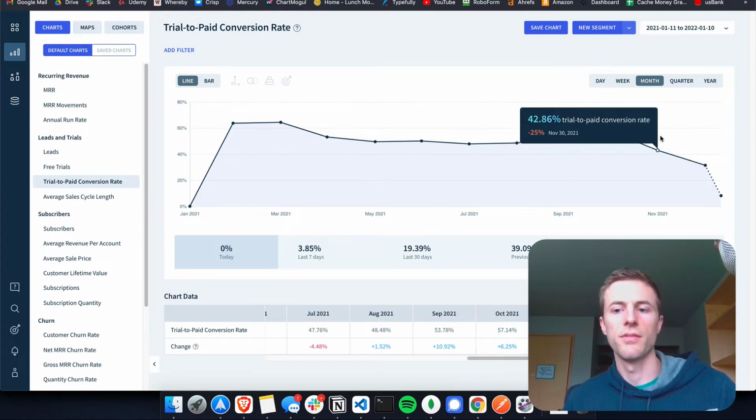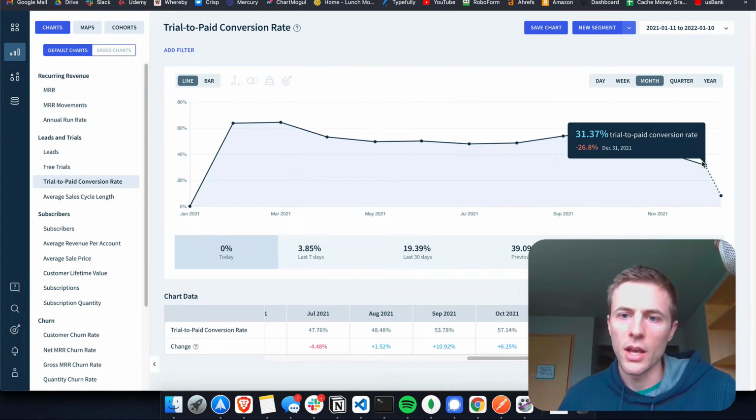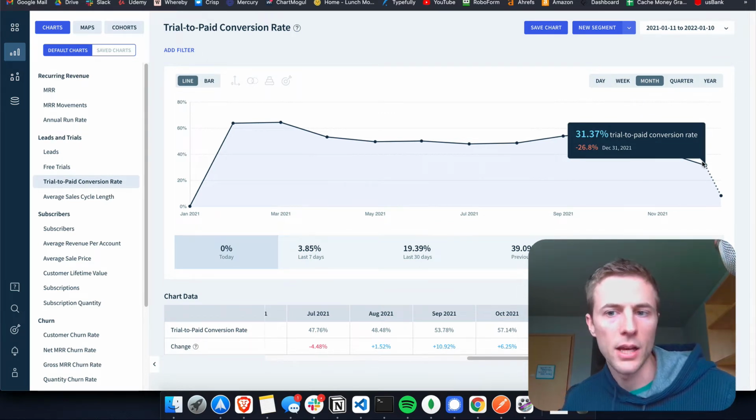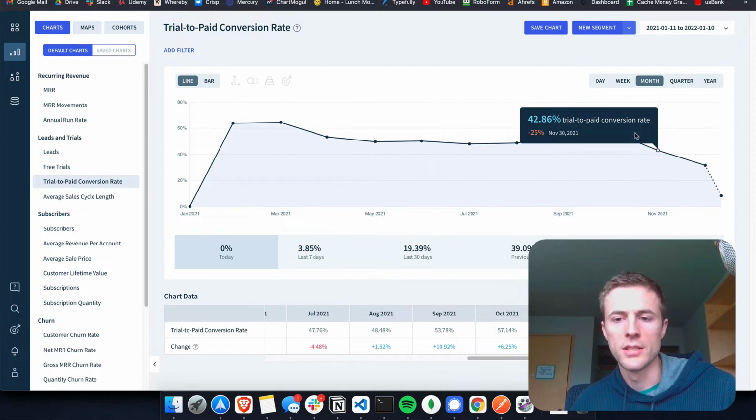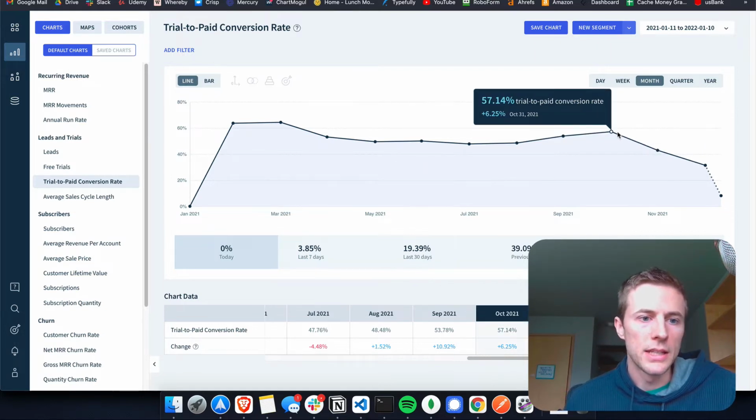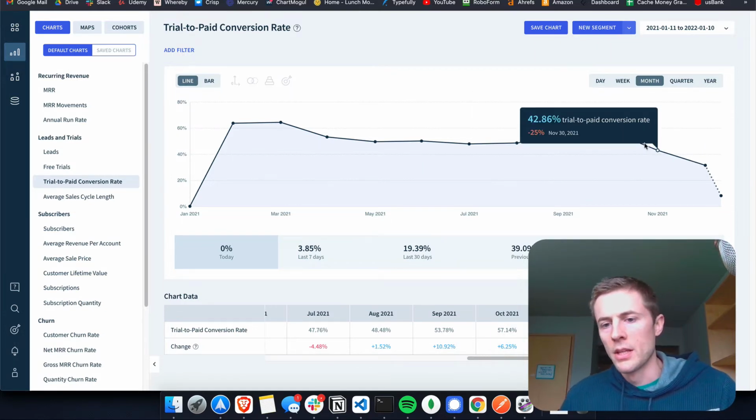I want to keep this up to 50%. Part of me is like, okay, maybe just hold it out, don't worry about it too much, maybe it'll just pop back up. Hopefully it does, but I definitely want this to be higher. So I think there are probably some things I can do to make this better and keep people converting. If I can keep this up, that could really move the needle and help grow MRR.